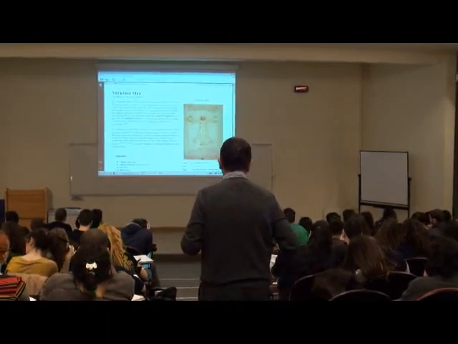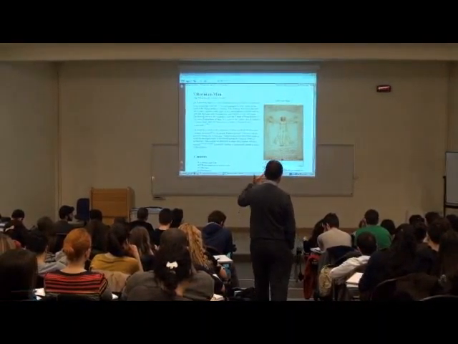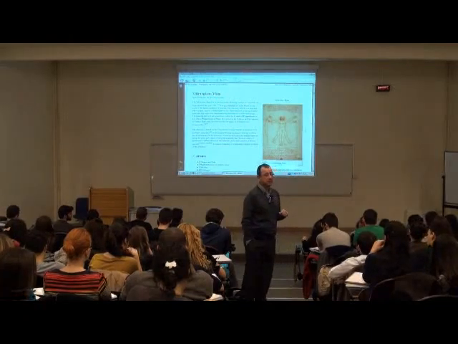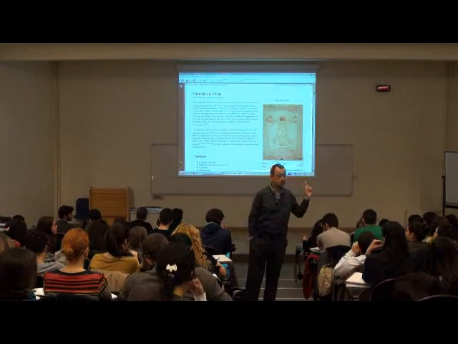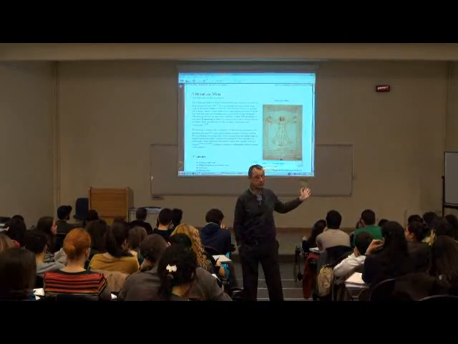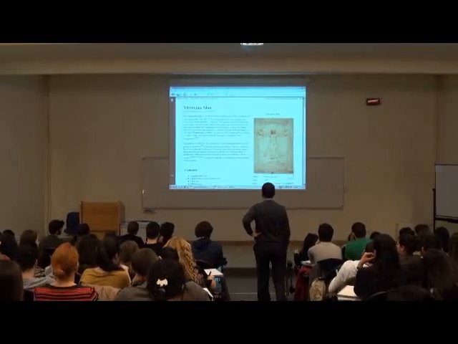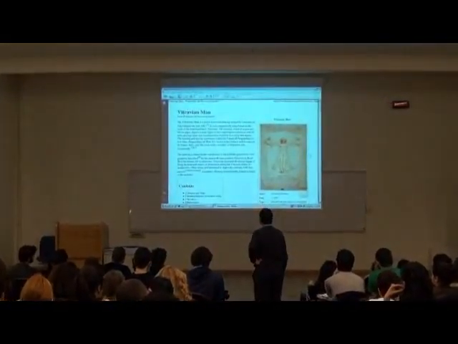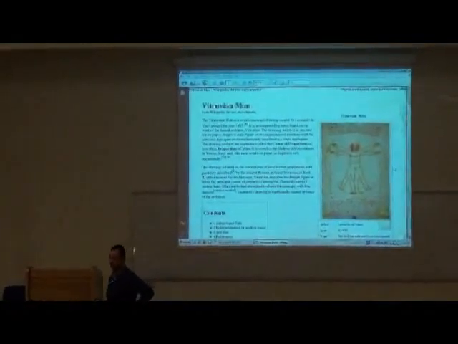And this image is the embodiment, the symbol of the statement that man is the measure of all things. This is a drawing by Leonardo da Vinci. Many of you have probably seen this drawing. I discovered from Wikipedia that this is called the Vitruvian Man. Vitruvius was a very famous architect of the Renaissance.